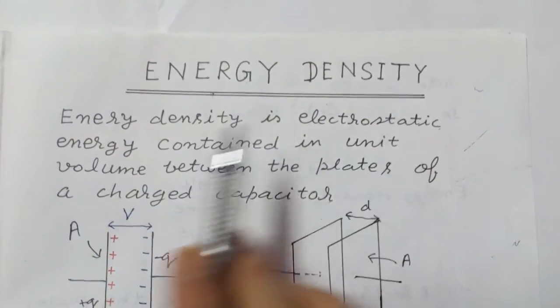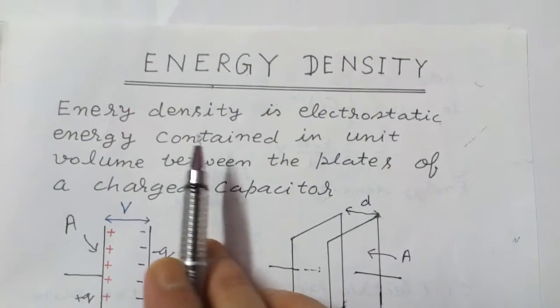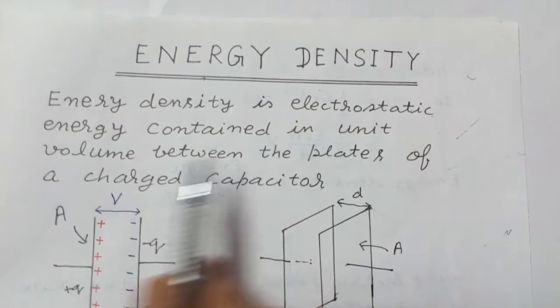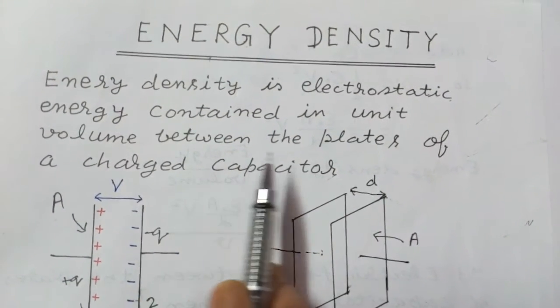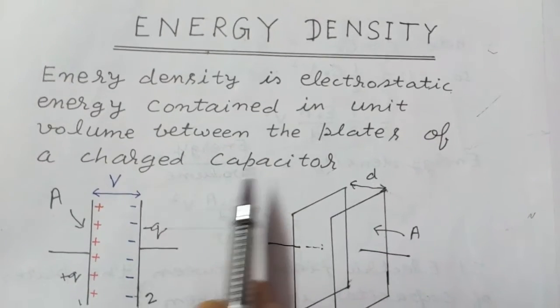Energy density. Energy density is electrostatic energy contained in unit volume between the plates of a charged capacitor.